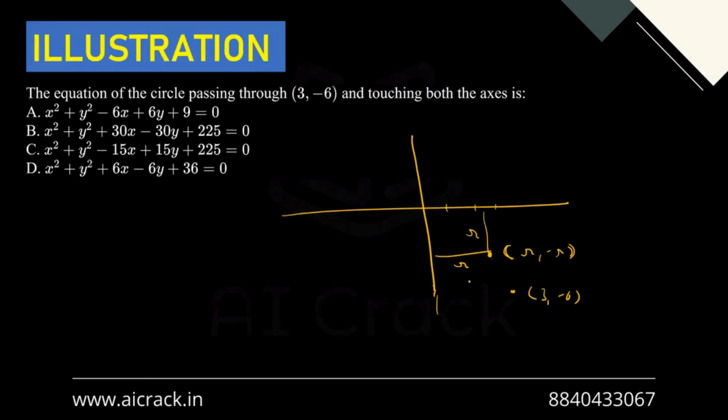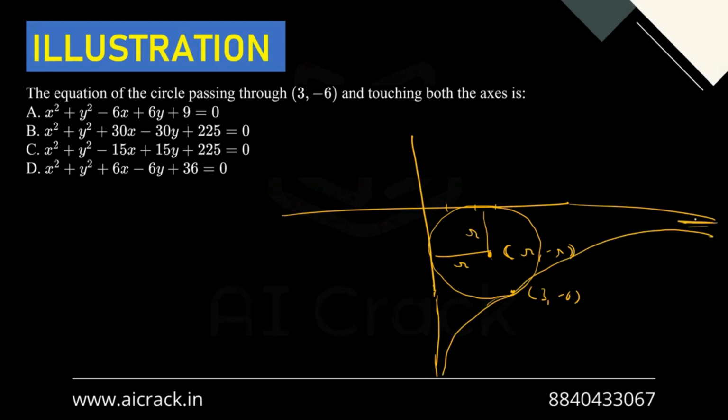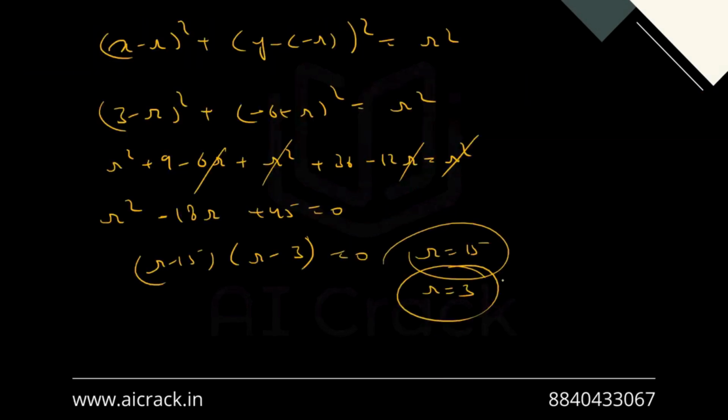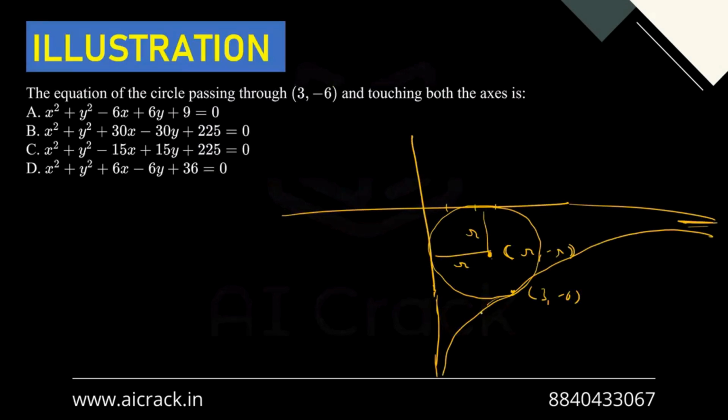Now how to visualize it? We thought the circle would look something of this sort, but one more possibility is there, that a bigger circle can form of this sort, like it's touching the x-axis over here and the y-axis over here, and it's forming a big circle. That is why the radius is 15 and this radius is just 3. So the radius 3 is this one, and the radius 15 is the bigger one.